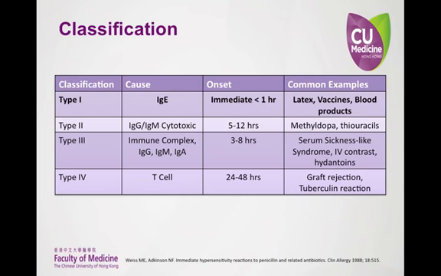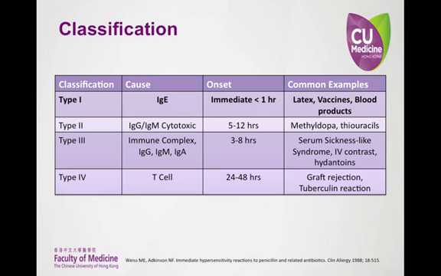The pathophysiology of a type 1 reaction is that it is mediated by immunoglobulin E, whereas the other, slower types of allergic reactions are primarily mediated by IgG, IgM, IgA, or T cells. Based on the allergen, you can predict the type of allergic reaction the patient will have. Some examples of allergens that would likely cause a type 1 reaction are latex, vaccines, and blood products.